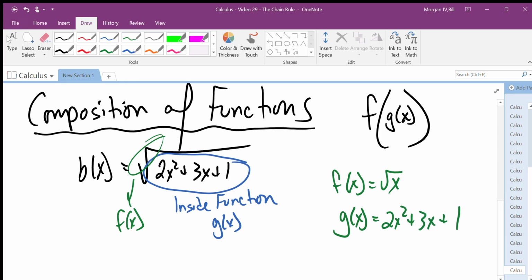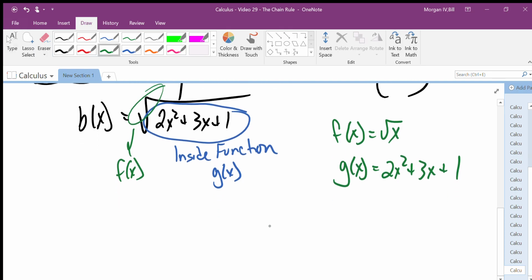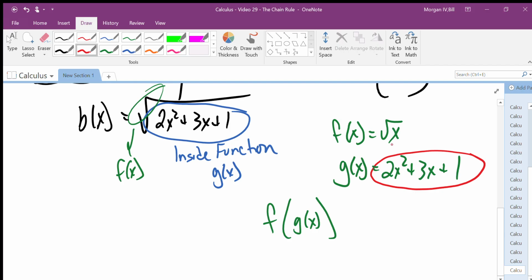If we were to do f of g of x, what we would do is we take the entire g of x function, 2x squared plus 3x plus 1, and plug that in place of the x. And so instead of square root of x, we get square root of 2x squared plus 3x plus 1. That is a composition of functions. It's the square root of replacing the x with the entire g function, 2x squared plus 3x plus 1.